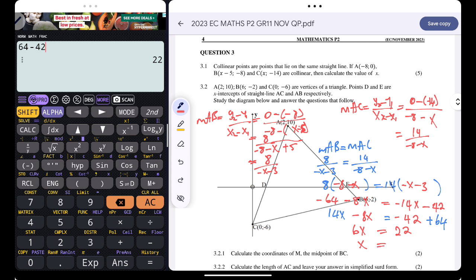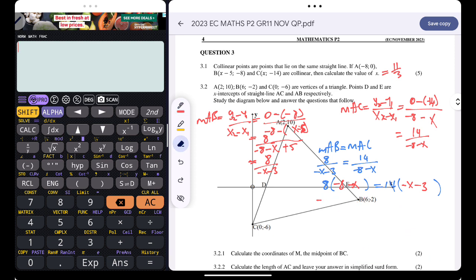And then x will be 22 over 6, which is 11 over 3. So x is equal to 11 over 3. X is 11 over 3. Okay, now let's move to question 3.2.